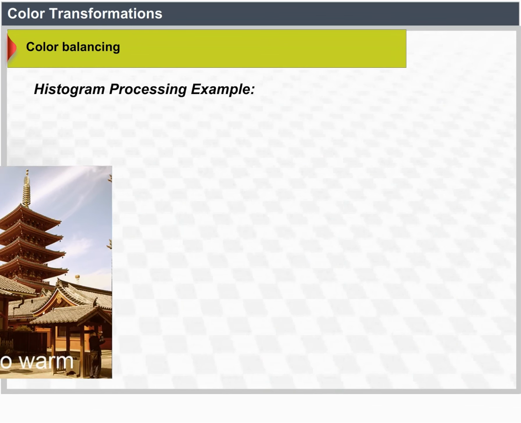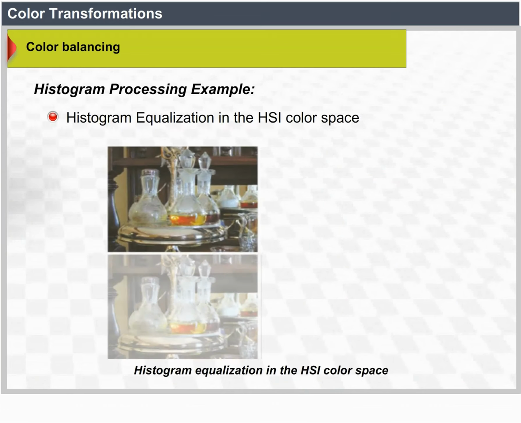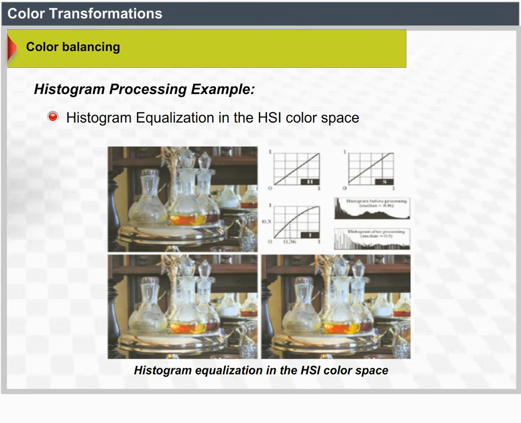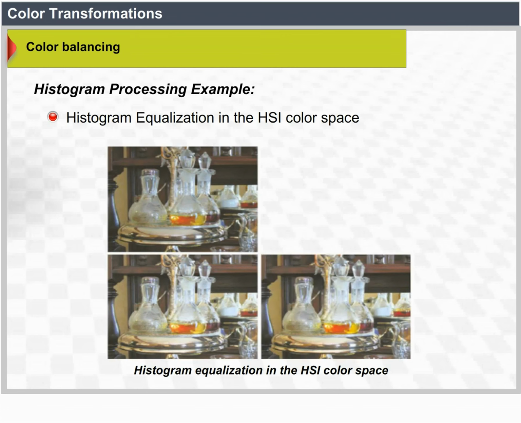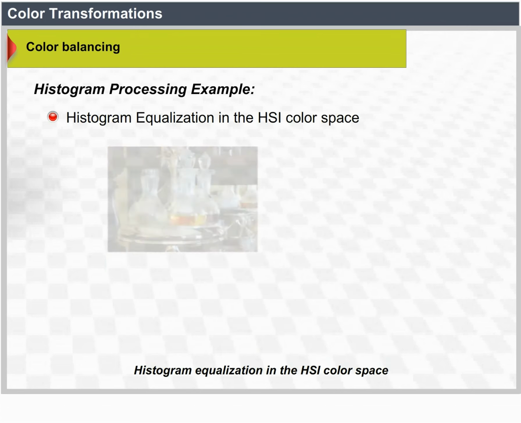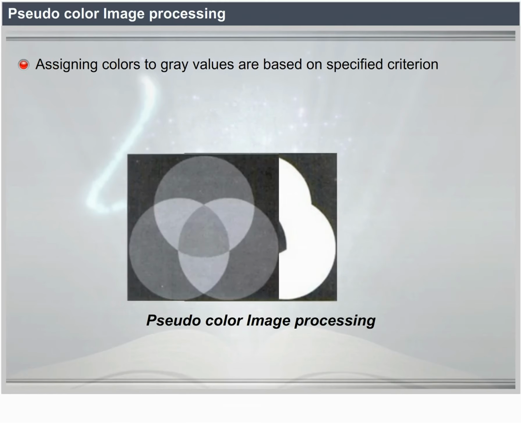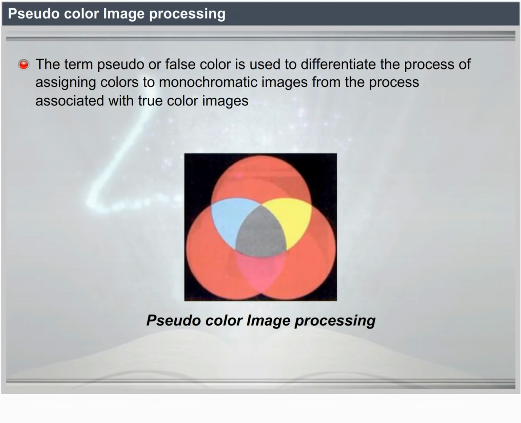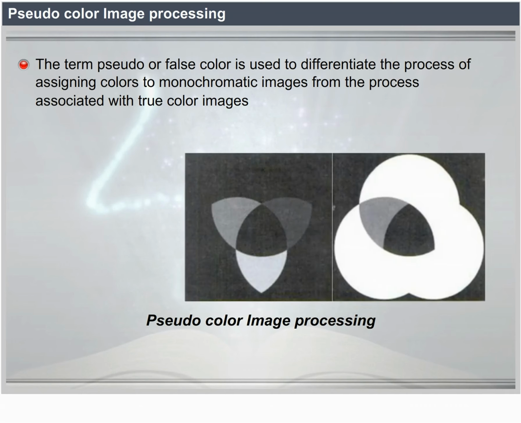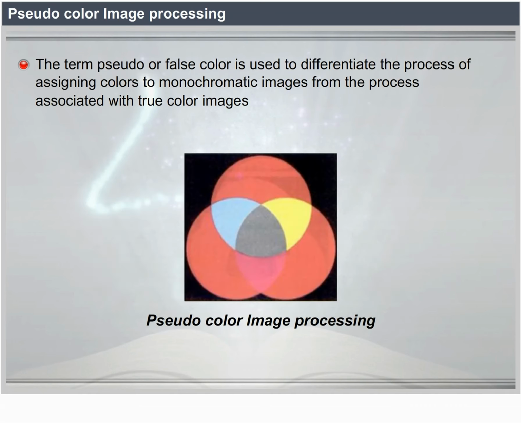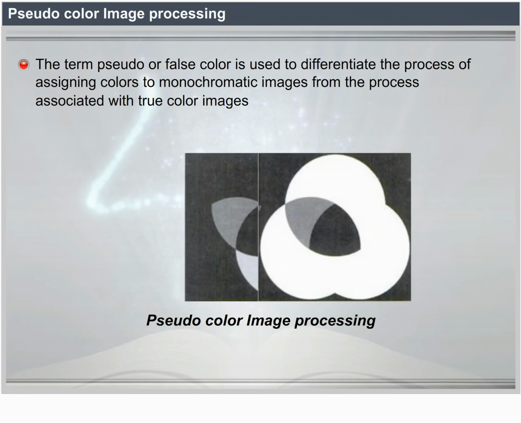Histogram processing example. Histogram equalization in the HSI color space is represented on the screen. Pseudo-color image processing: assigning colors to gray values based on a specified criterion. The term pseudo or false color is used to differentiate the process of assigning colors to monochromatic images from the process associated with true color images. In the figure, A to C represent modified HSI component images and D shows the resulting RGB image.